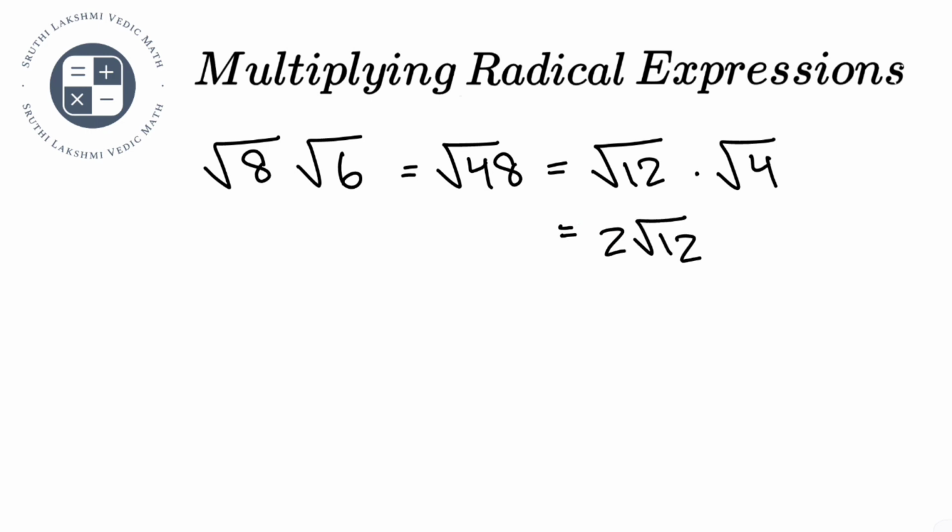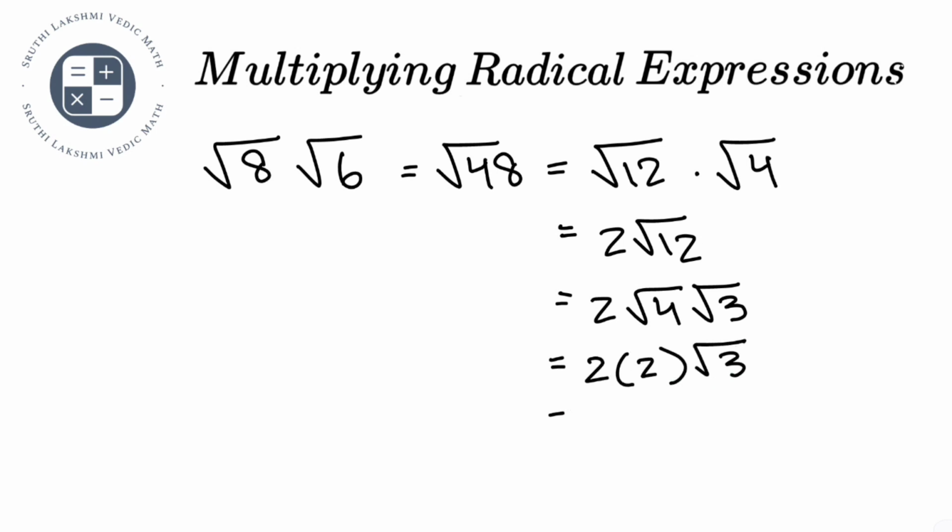But since root 12 can be simplified even further, we can write it as 2 times root 4 times root 3. Now, root 4 equals 2, so 2 times 2 root 3. So 4 root 3. Now we can do this in a different way as well.